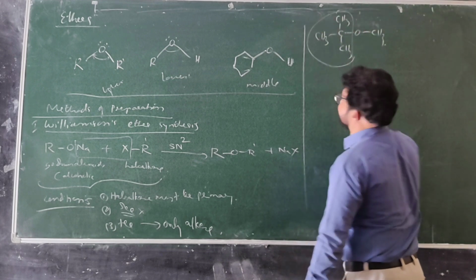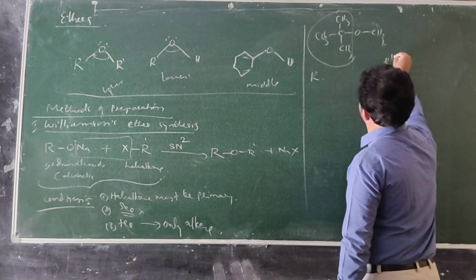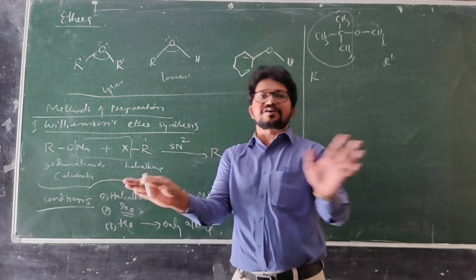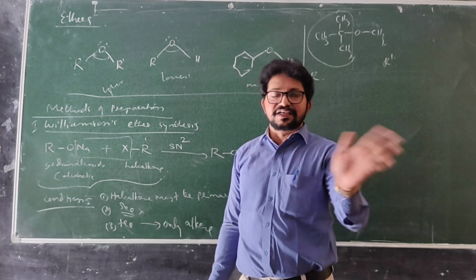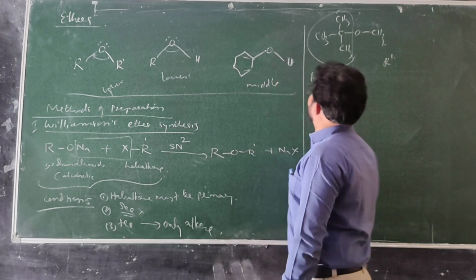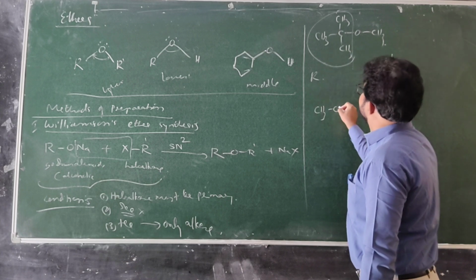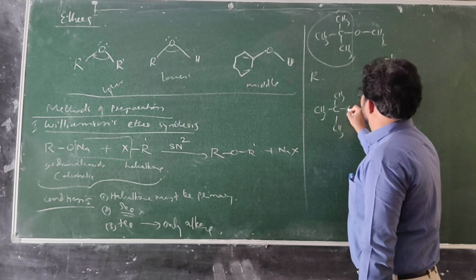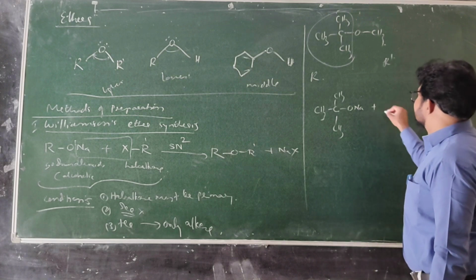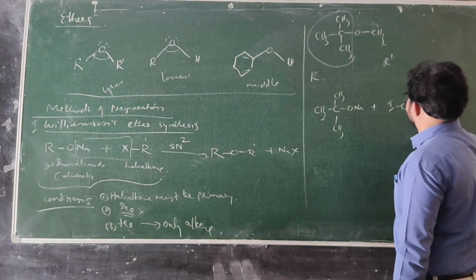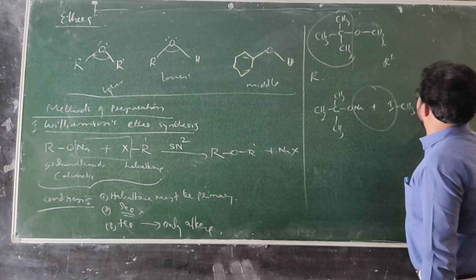There is a tertiary group here. You can definitely prepare this ether, but don't try to bring the tertiary group from the halide. This is the R part and this must be the R dash part. Try to bring it from alkoxide, no problem. If you want a tertiary ether, you have to produce it through alkoxide and not through the halide. Suppose I want this ether: CH3, CH3, CH3, ONa, the sodium salt of tertiary butyl alcohol, plus here I am going to use methyl iodide. The C-I bond cleaves best, the enthalpy is very low. So I will get this product, no doubt.